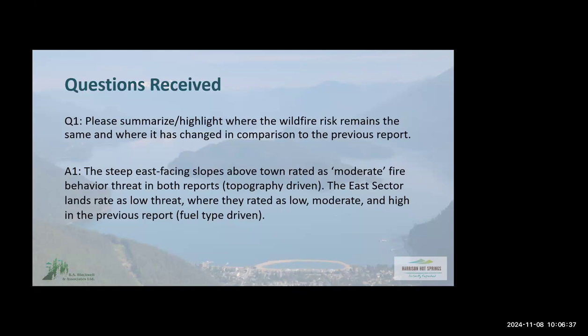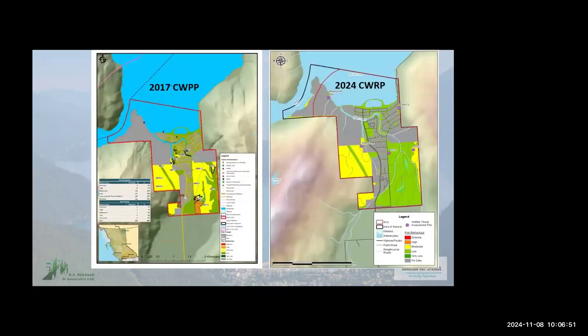The big change is to the fire behavior rating of the east sector lands. In this report, they're rated as low threat, whereas they rated as a combination of low, moderate, and high in the previous report. So I'll just show pictures on the next slide here. On the left is the previous report, and on the right is the current report. So you can see the changes there.